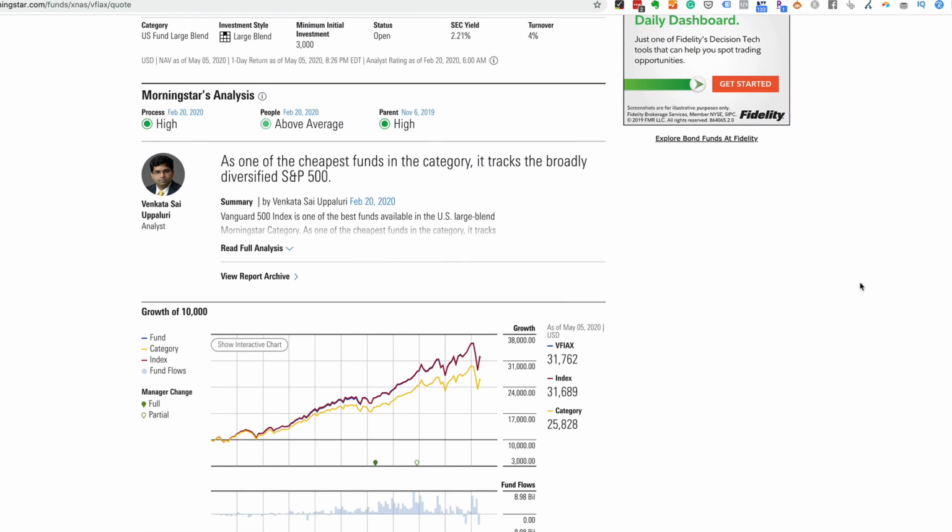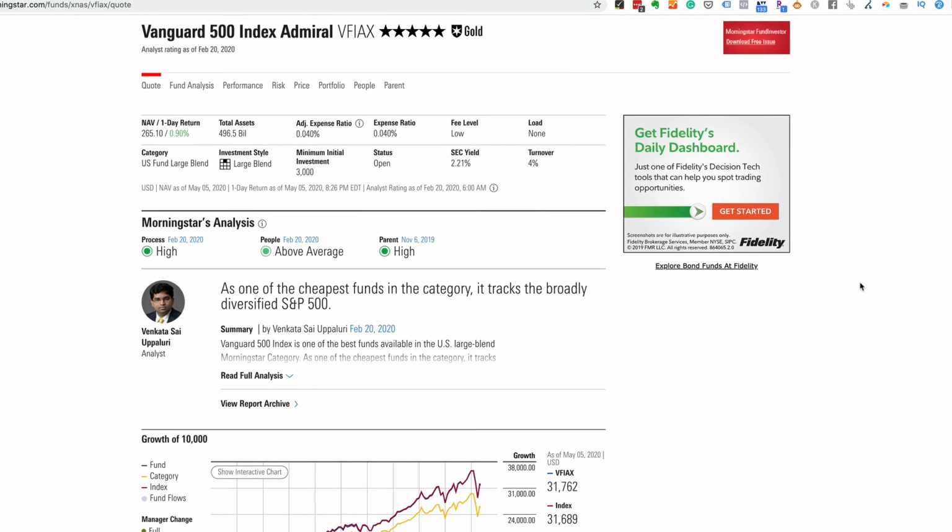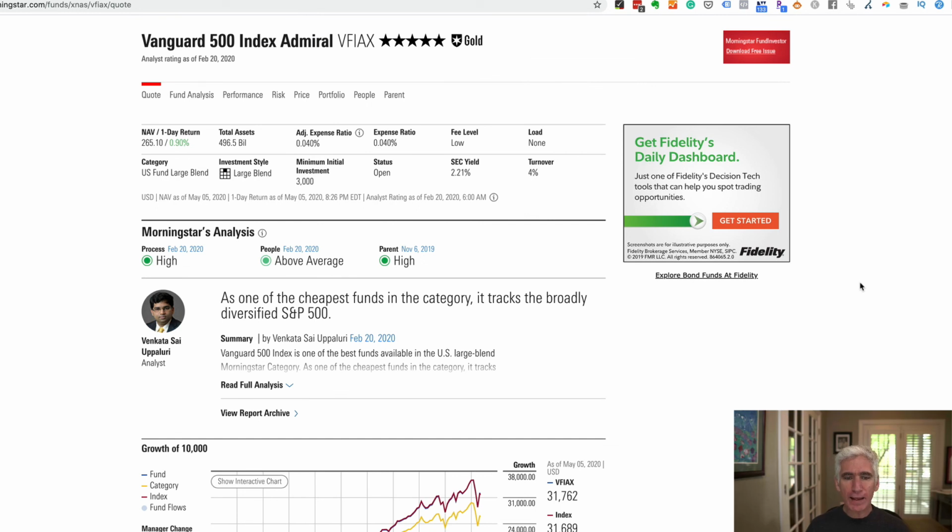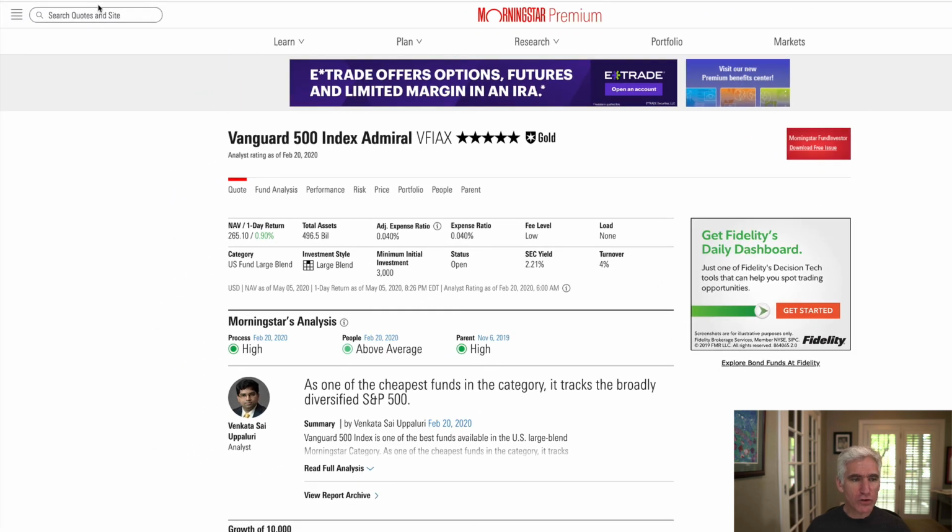Okay, so that gives you sort of an overview of this quote page. And as I said, you can get a very good snapshot of a mutual fund or ETF very quickly from this page. This is also the page that you'll come to whenever you search for a mutual fund, an ETF, or a stock.